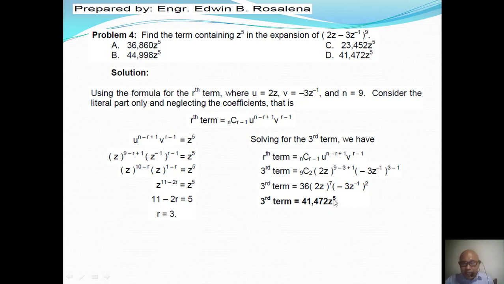So, the term containing z to the 5th. Ma-check mo rin yan, kasi yung sagot mo, of course, contains z to the power 5. If in case magkamali ka, tapos ang lalabas dito hindi z to the power 5, that means nagkamali ka sa iyong solution. Kita naman natin yan, di ba? So, z to the power 7, this is z to the power negative 2. If we combine the variable z, we have z to the power 5. Madaling i-counter-check yan. Okay, so that is about finding the r-th term.